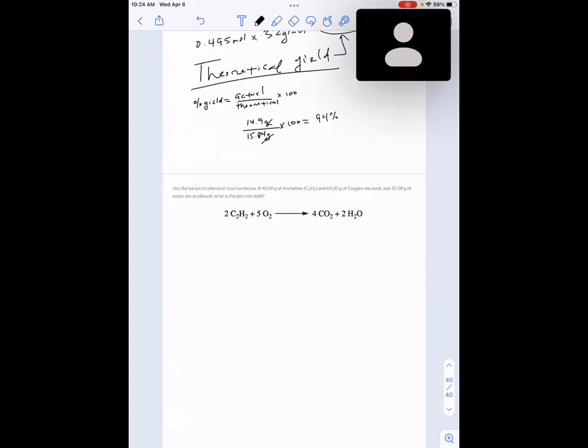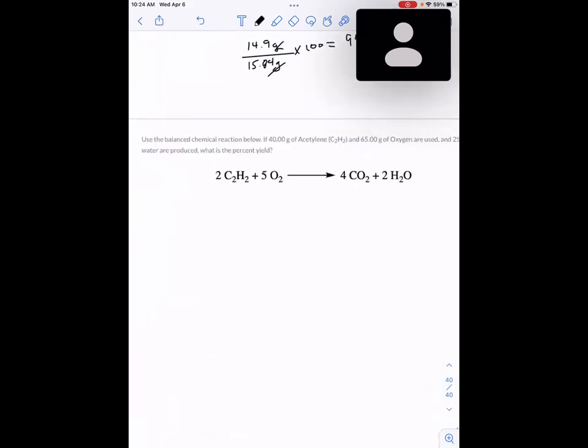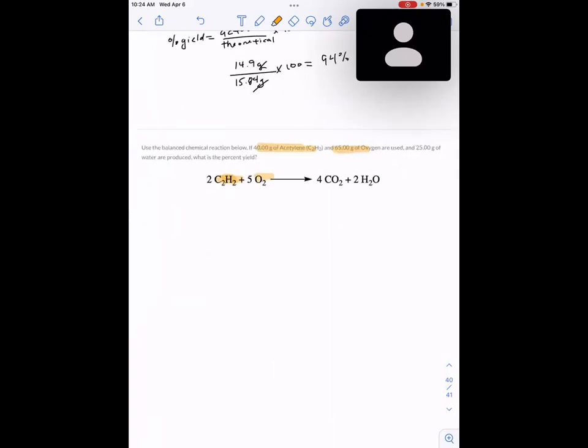All right. Let's do another example here. It says use the balanced equation below. It says if 40 grams of acetylene, which is this compound right here, and 65 grams of oxygen are used, so that's the oxygen, and 25 grams of water were produced, what is the percent yield? So we got 25 grams of water, but we don't know which one of these is limiting. So when you have two reactants like that, you have to figure out which one is limiting, right?